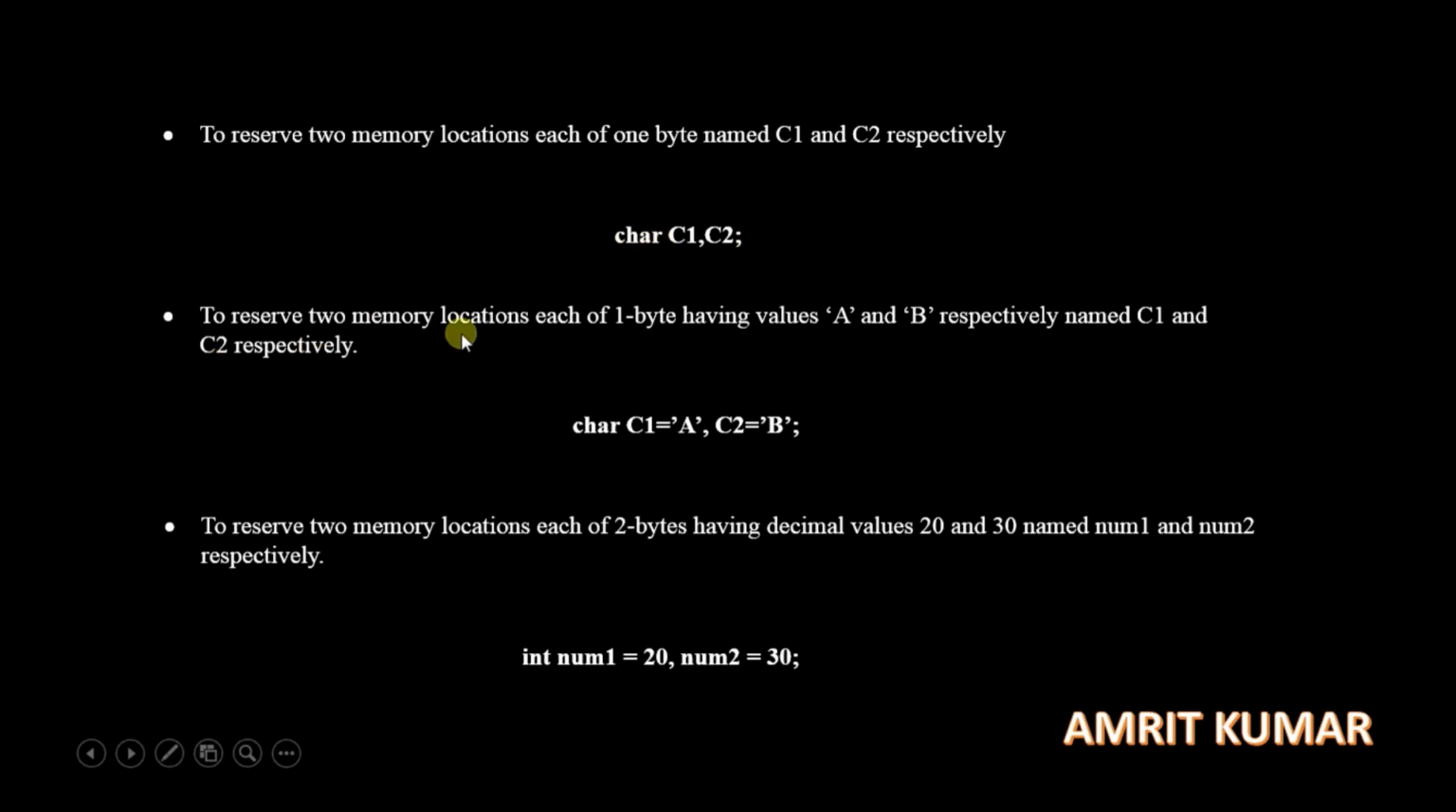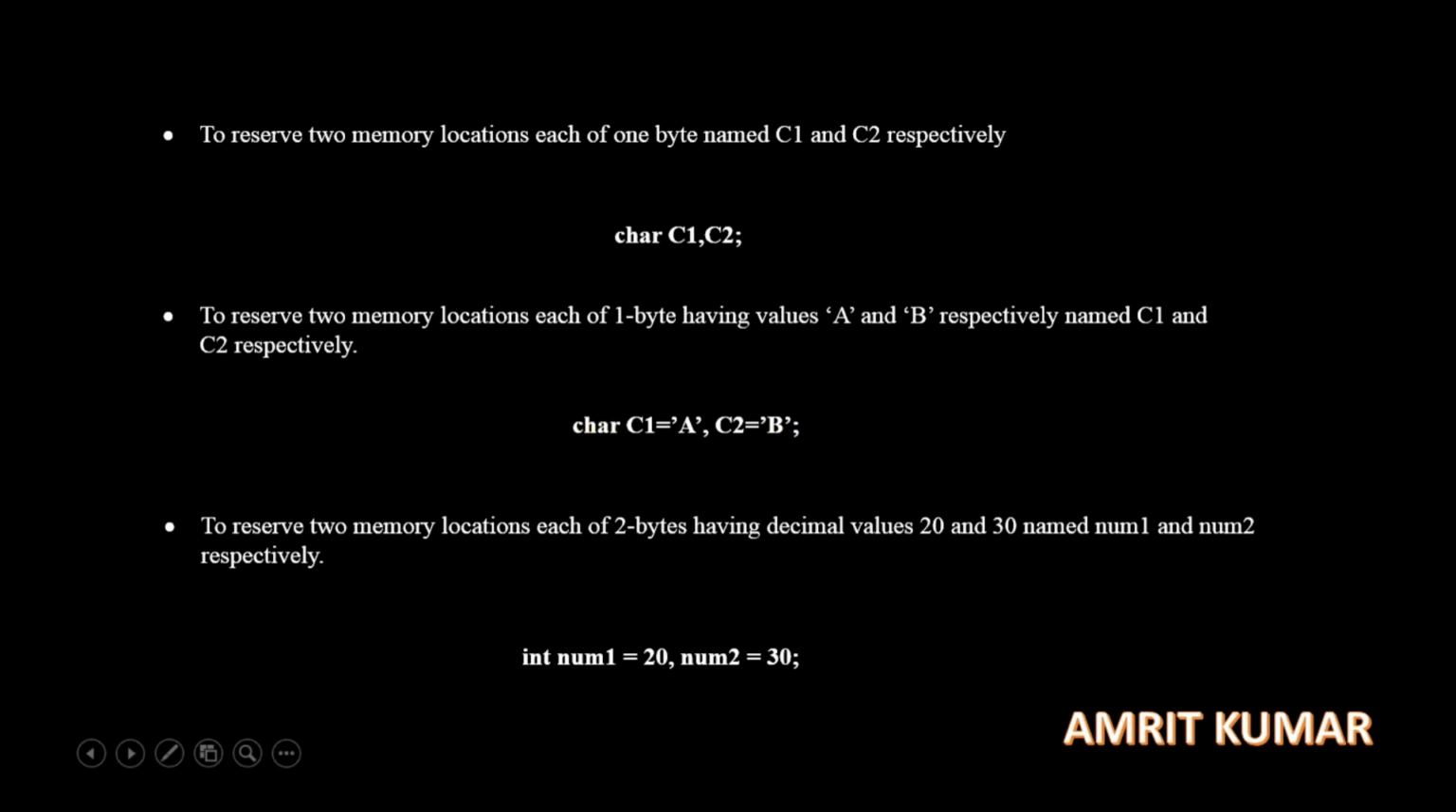Now, to reserve two memory locations, each of 1 byte having values A and B respectively, named C1 and C2, this can be done this way: we have to use a char data type. Now C1 equal to single quotes A, and single quotes B, because it is a character constant. In the previous video we talked about the character constant, that it should be within single quotes, therefore we have declared it here.